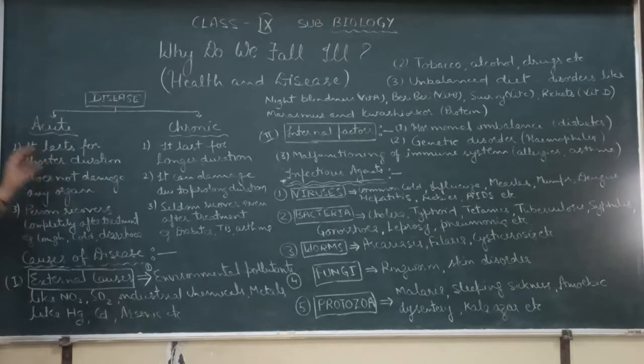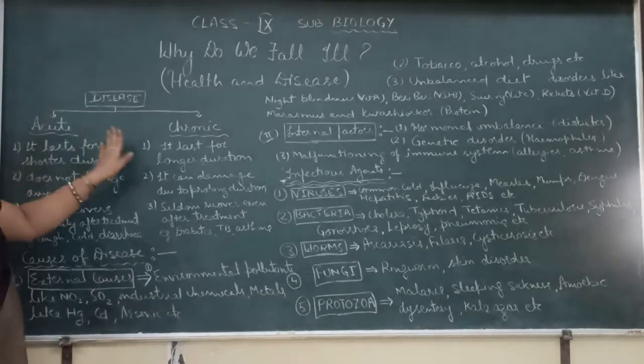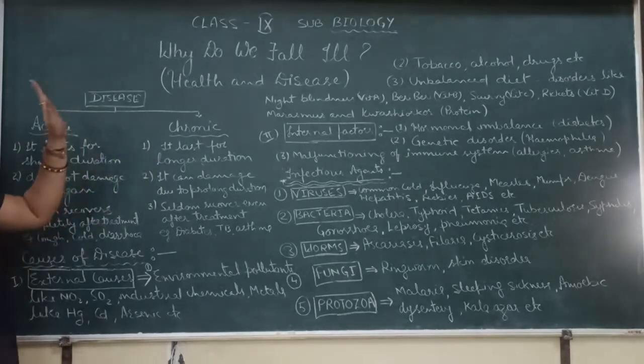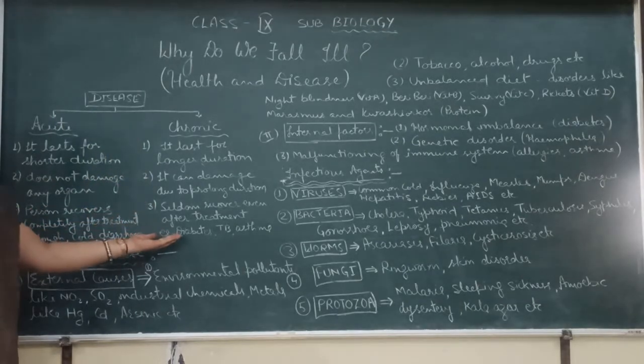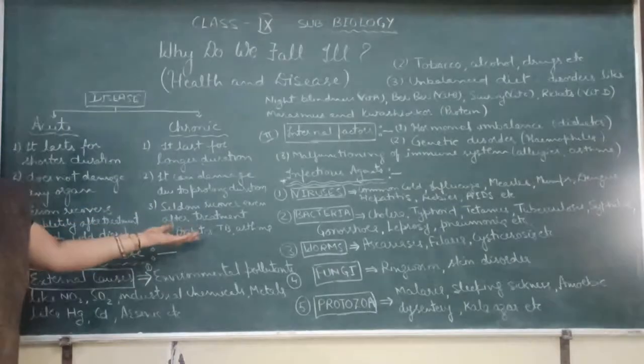Acute disease lasts for a shorter duration, like common cold, cough, diarrhea. Within 2 or 3 days, and maximum 7 to 8 days, it will recover. And chronic disease lasts for a longer duration, up to lifelong, like diabetes, TB, asthma.